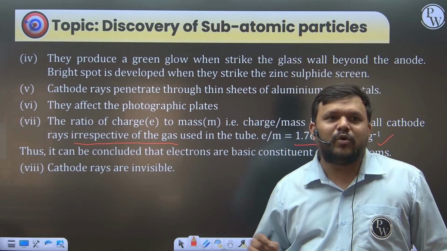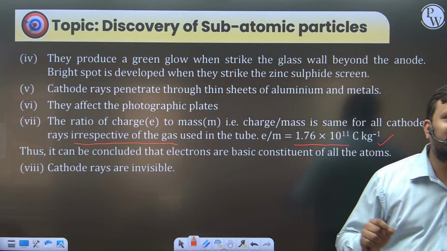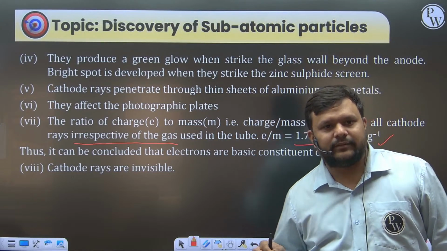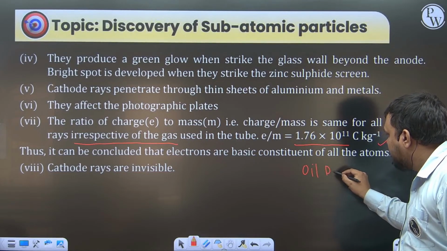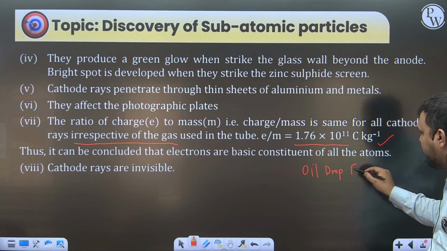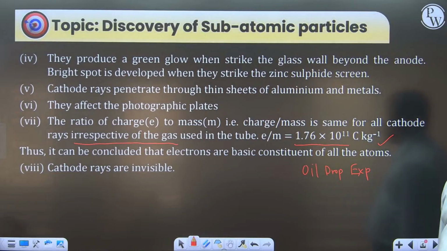There was one more scientist, Millikan, who calculated the charge on the electron by his oil drop experiment. He found it as e. The charge on the electron is of course negative, but I am talking about the magnitude. It is -1.602 × 10^-19 coulomb.